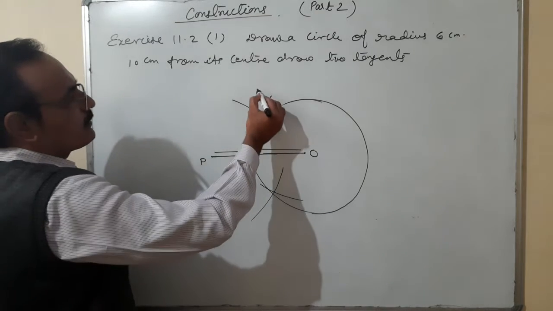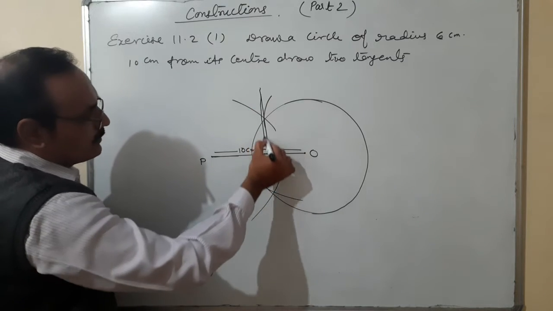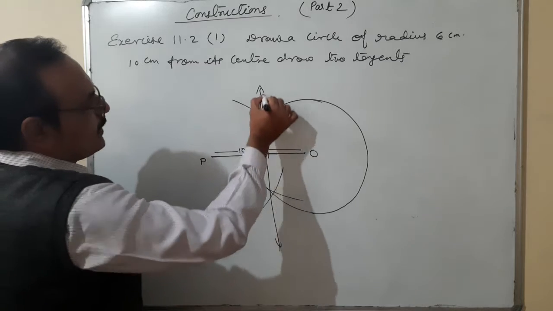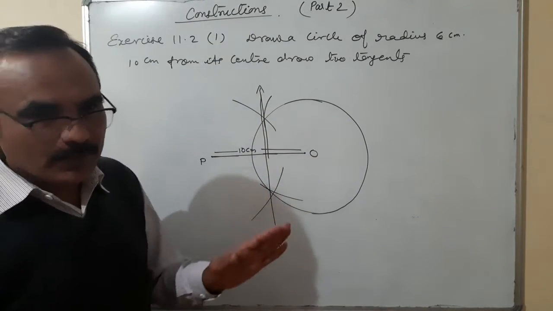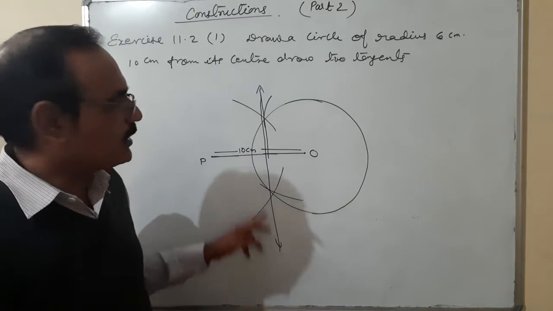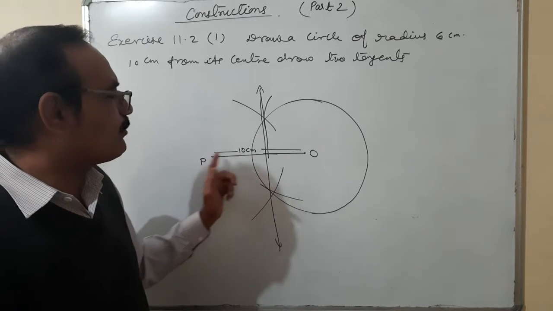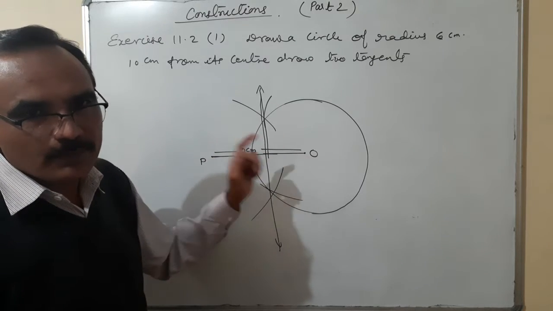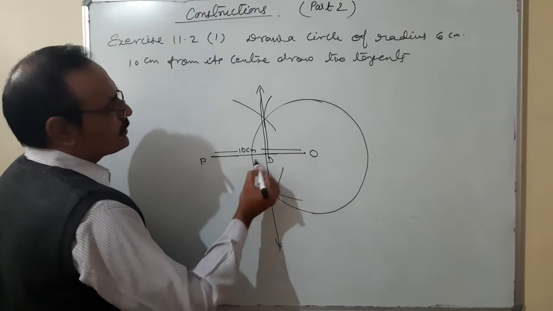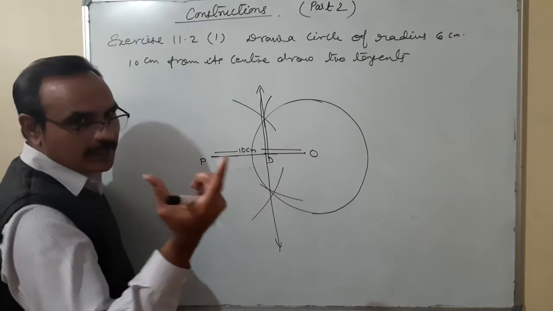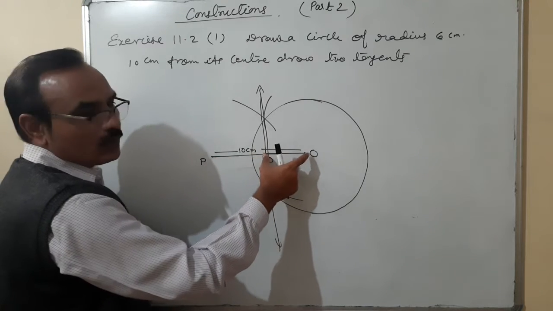Placing the ruler, join them. After that, what happens? When you do proper work, you will see that this is the perpendicular bisector of PO and it will pass exactly through the middle of the line segment PO. Now this point is considered as D.